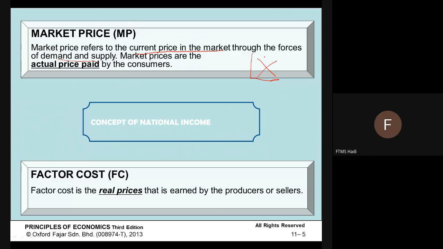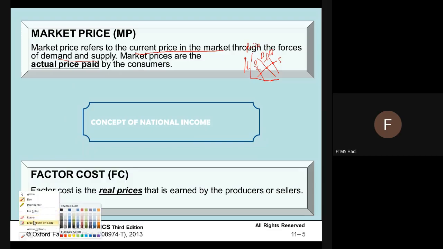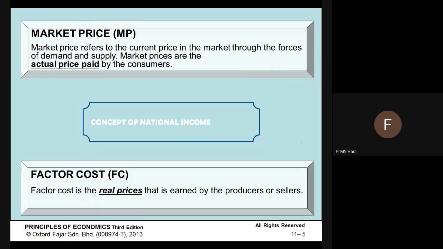Demand can shift to the right, demand can shift to the left. It can be D to D2, so the movement of demand and supply can make the price go up and go down. This is measured by the equilibrium. So market price is the actual price paid by the consumer. That is the price sold at the market, which is market price, harga pasaran. The real price.